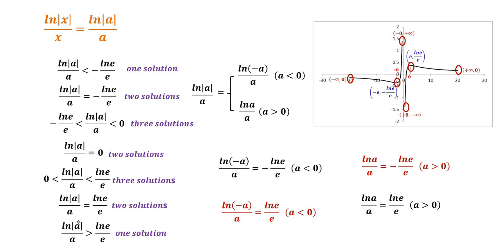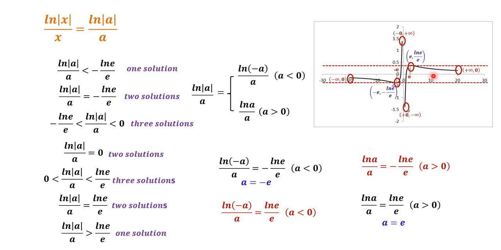So obviously, at this level, negative ln e over e, when a is negative, there will be only one intersection. So that is a equal to negative e. And with this level, ln e over e, when a is positive, there will be only one intersection on the positive side. So that is a equal to e.